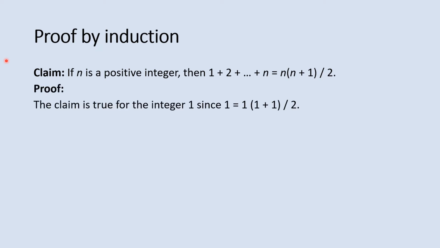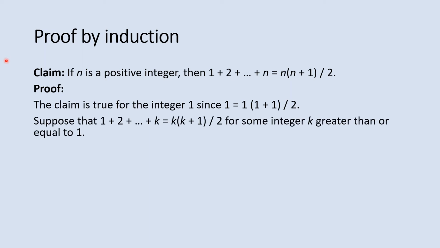And so a proof by induction of this would start by showing that the claim is true for the integer 1, because that's the smallest positive integer. This is the base case. And since 1 is equal to 1 times the quantity 1 plus 1, all divided by 2, the claim is true in that case.